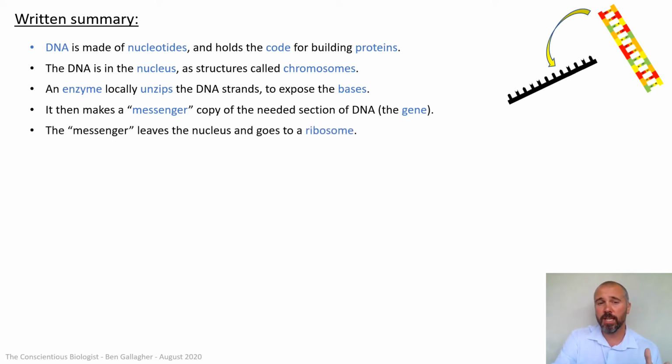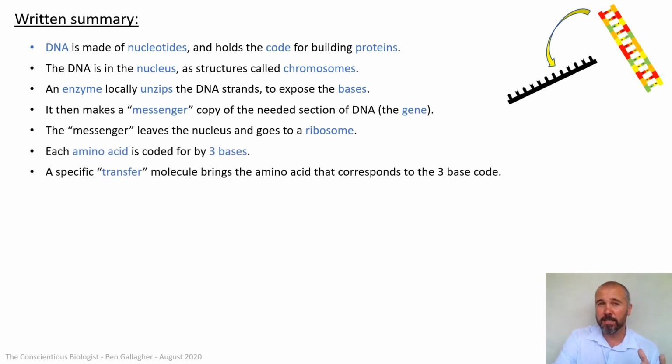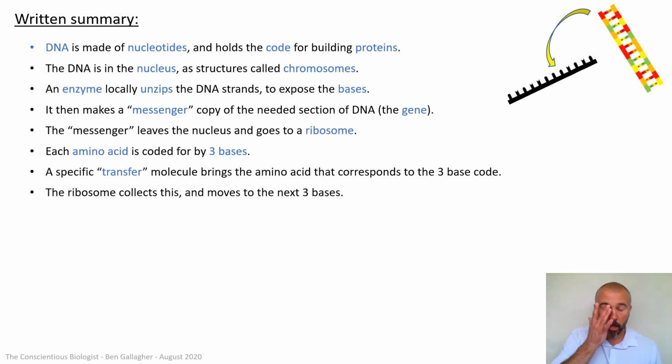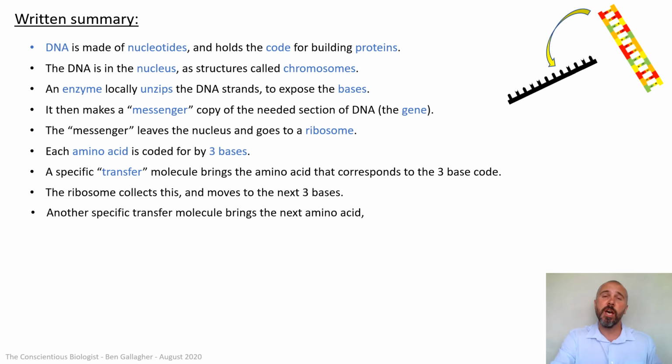The messenger then leaves the nucleus and goes to a ribosome, and each amino acid is coded for by 3 bases which the ribosome reads. A specific transfer molecule brings the amino acid that corresponds to the 3 base codes. So they're like the little workers running back and forth to the ribosome. The ribosome collects this and moves on to the next 3 bases. Another specific transfer molecule brings the next amino acid, which the ribosome bonds to the first.